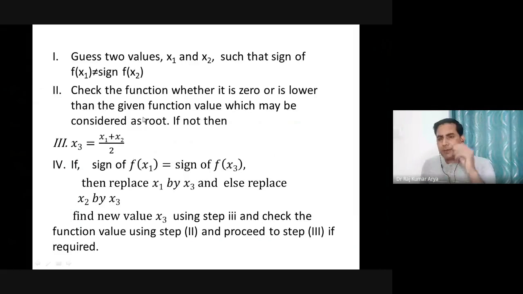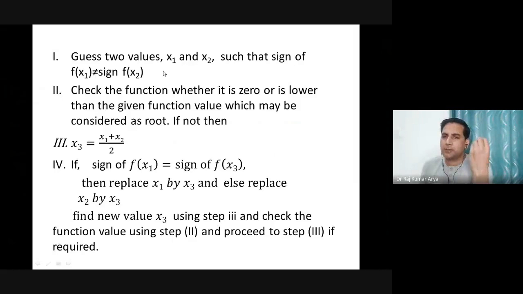After that, at each point, let's say the first point, you have taken a guess x1. You have to first check the function value: is it to be treated as a root or not? Because exact zero will not come. If exact zero is coming, it's perfect, that's called an analytical solution. In numerical solution, exact zero will never come. So you have to decide what function value can be treated as a root.